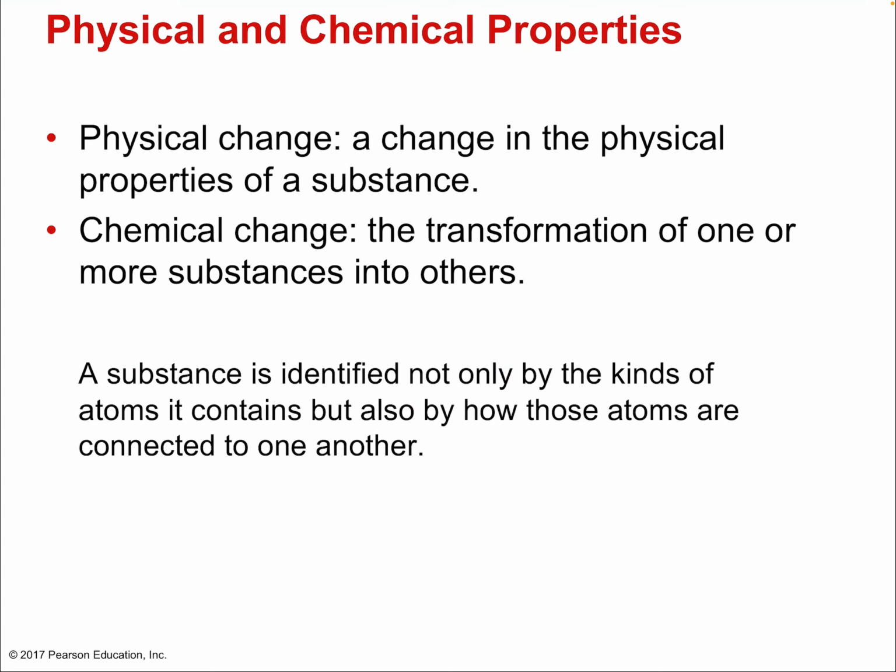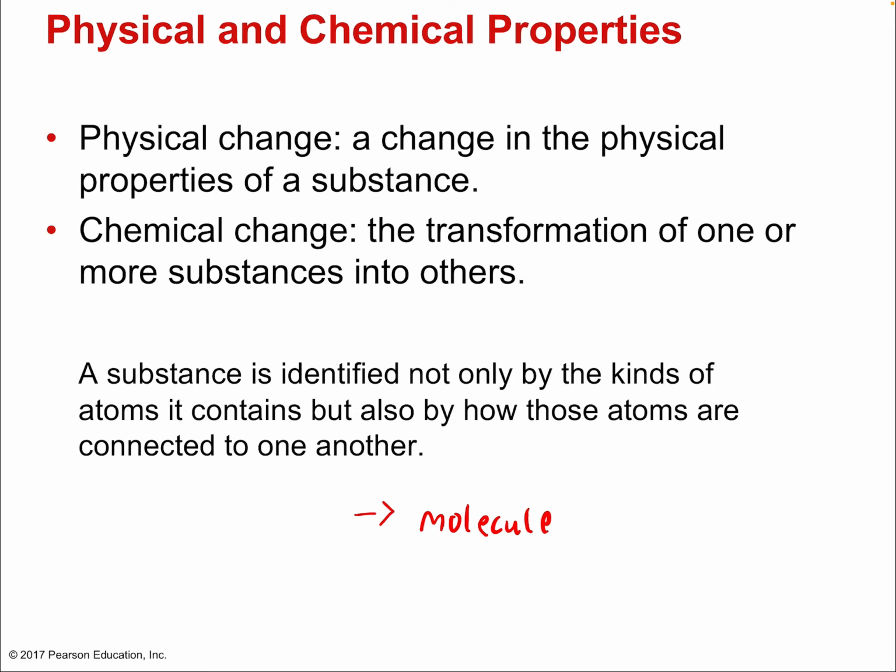Pretty cool. So a substance is identified not only by the kinds of atoms it contains, but also by how those atoms are connected to one another. And that is a molecule, all right? So a molecule, in other words, is bigger than the sum of its parts. Just knowing the atoms in a molecule isn't enough. You need to know how they're connected, okay? And there's so much in that statement. So much of the next chapters are going to be all about understanding how atoms are connected on a basic level, right?